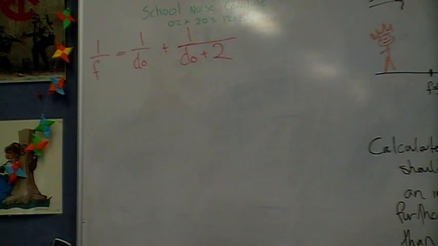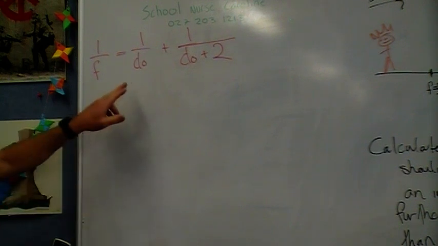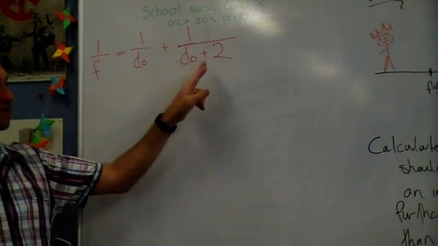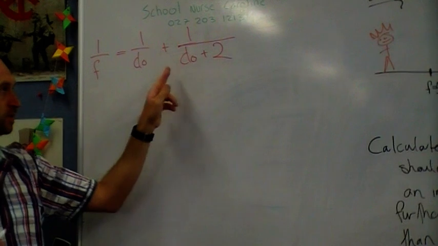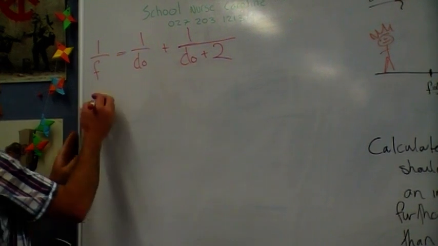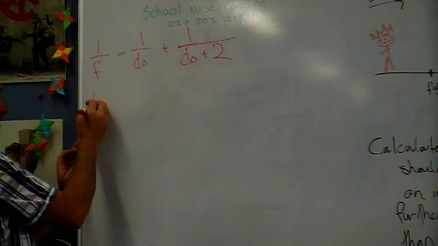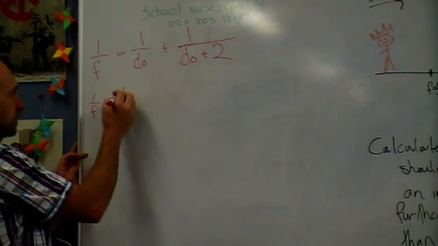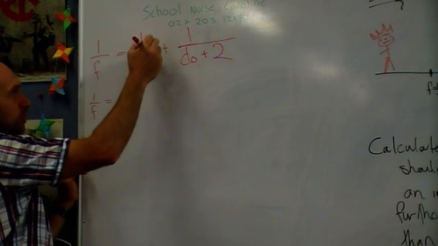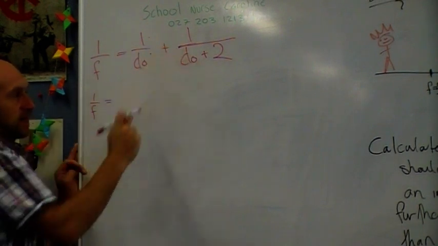The first one is to try and make them have the same denominator. When you've got two denominators that are different, the sure way of getting the same denominator is to multiply them together. So if you do that, you're always going to get a common denominator. So if we multiply do times do plus 2, we get do squared plus 2do. So one attack strategy is to go 1 over f equals, we're going to multiply the top and the bottom of this fraction by the other denominator.